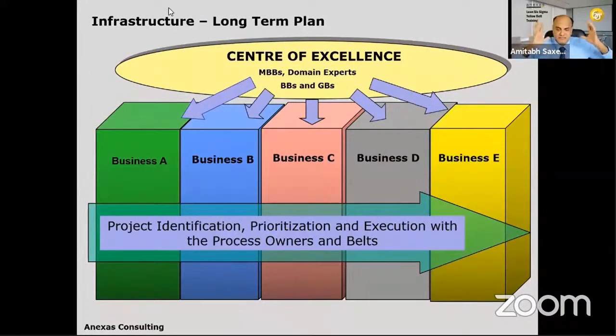So when you are implementing Lean and Six Sigma, you choose projects. What is the definition of a project? The definition of a project is that it has a starting point and an end point. It doesn't exist after some time. It is a one-time activity. So what you do is convert the improvement opportunities, whatever you want to improve in your organization, into a project.